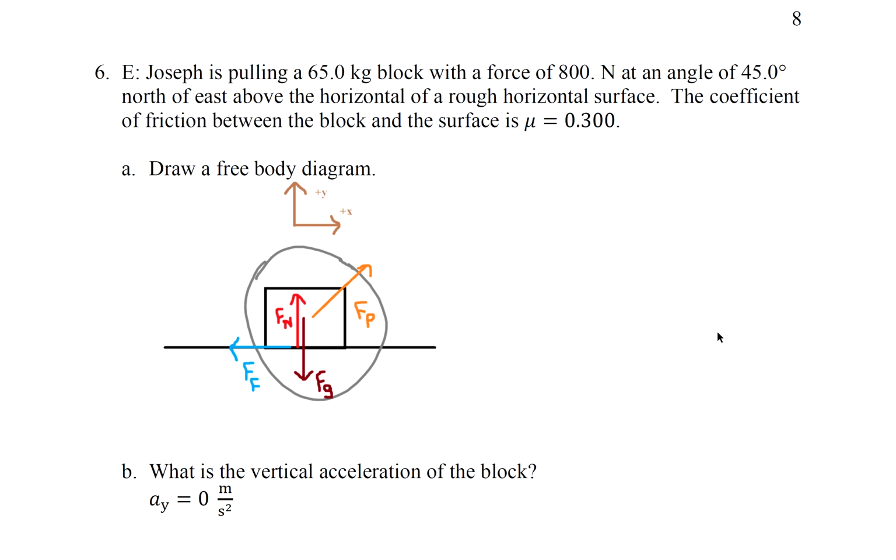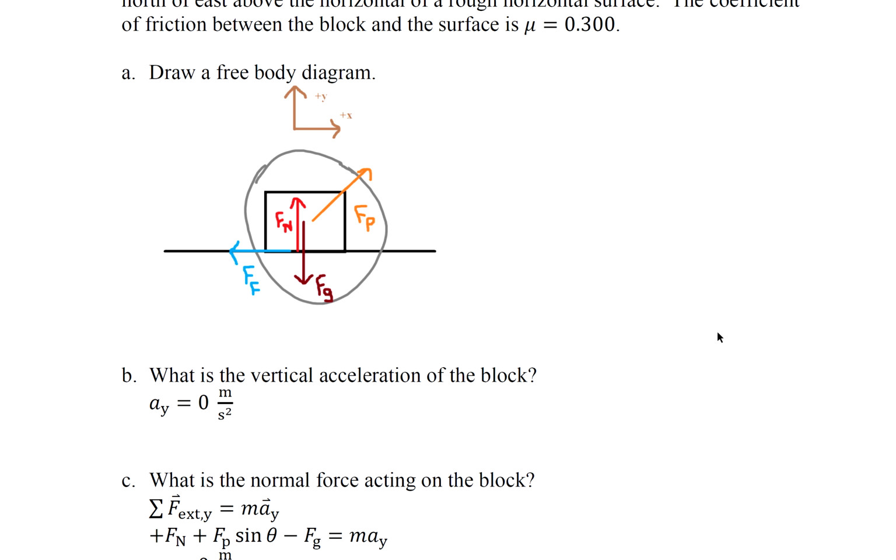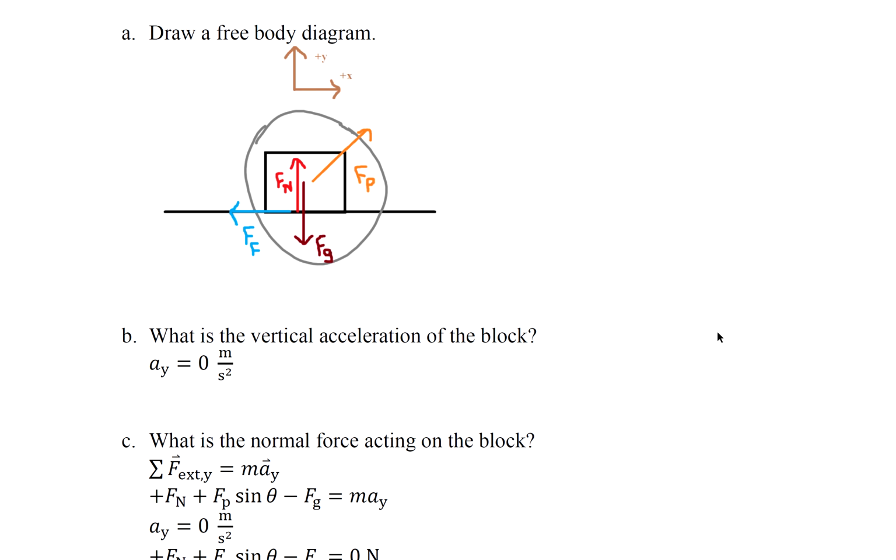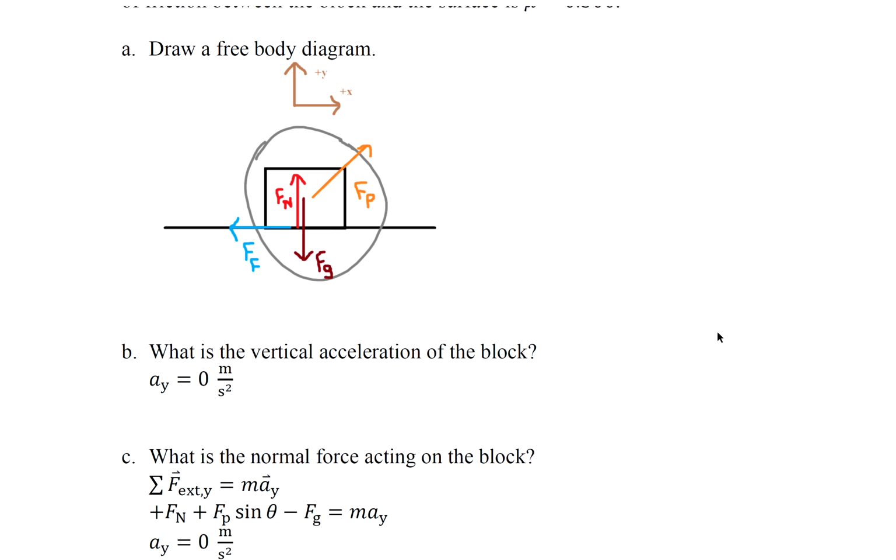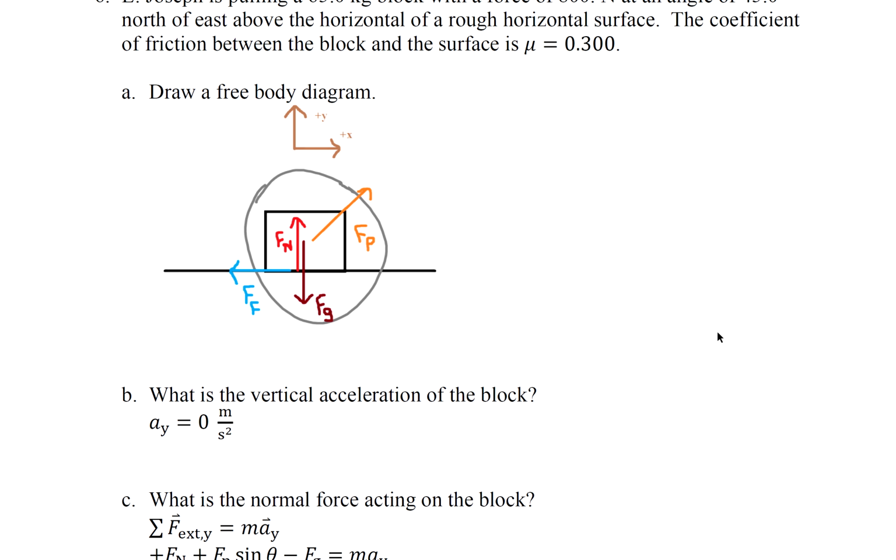Remember, step 1 is circle the object, step 2 is label the forces, step 3 is put an x and y axis, step 4 is use the equation sigma F equals ma. Part B, what is the vertical acceleration of the block? It's 0 because the block is not jumping up and down.